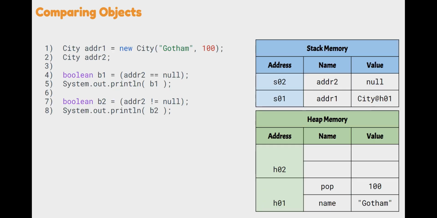So if on line 4 we had a Boolean expression where we are asking if address2 is equal to null, if we check stack memory, address2 is null. We're asking if null is equal to null, and that's true. On line 7, looking at the Boolean expression, we're asking if address2 is not equal to null.